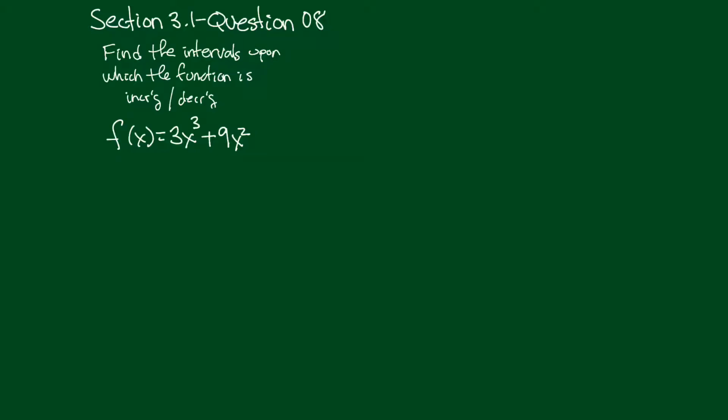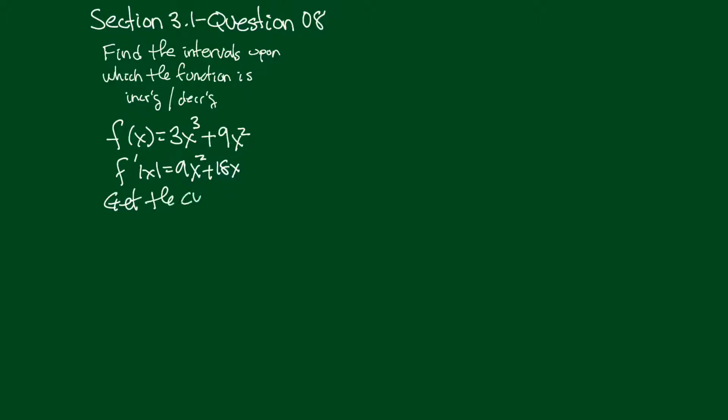So we want to find the intervals upon which this cubic function is increasing and or decreasing. So we'll start by getting the derivative. So f prime of x is equal to 9x squared plus 18x. And then we will get the critical values.